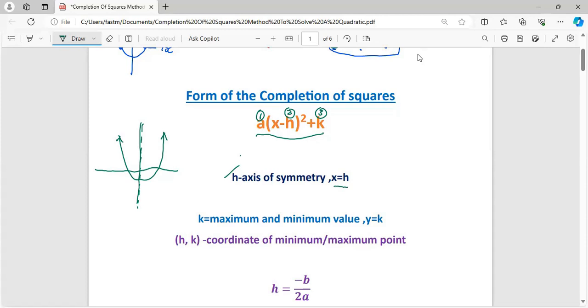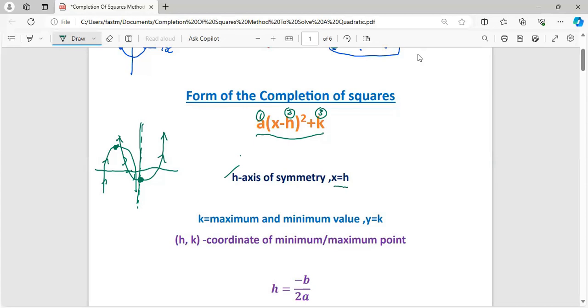k, however, is called the maximum or minimum value. Think of it as the lowest point in this case. Or if I drew it in another direction like this, it will be the highest. If you come up and then back down, this will be the highest. If you're going down and then back up, this will be a minimum. So it depends on how the graph is drawn.